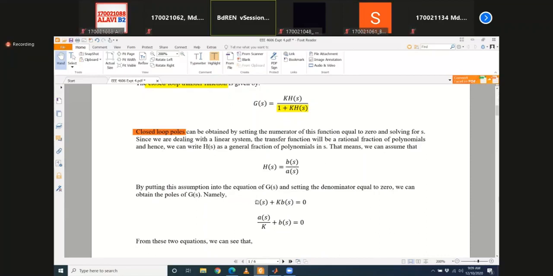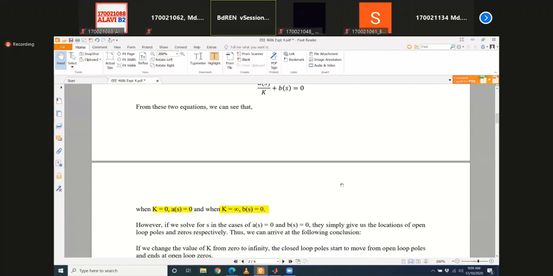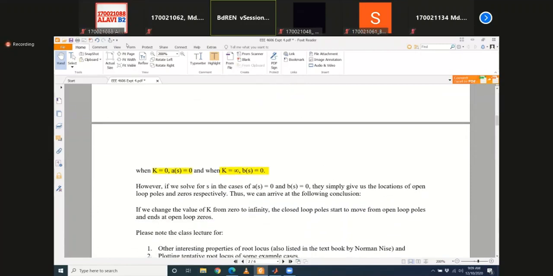That's how we got these two equations in the first place, right? By equating 1 plus KHS equal to 0. So basically the closed loop poles. And by changing the value of k, which is the gain in the forward path, the closed loop pole location can be changed from the open loop poles and they will end up at the open loop zeros. So do you understand this part? Yes, sir.